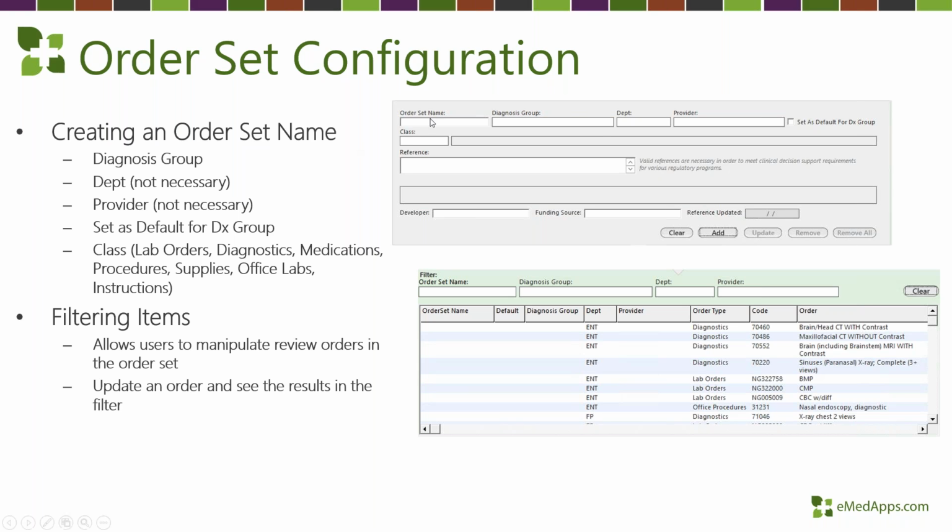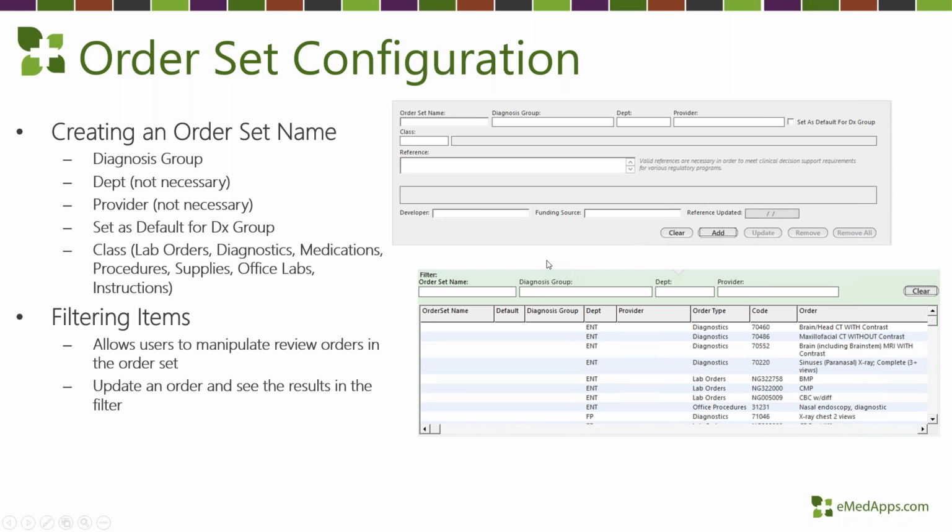Obviously, the class is the next field that is critical. The class means the type of order. You have labs, diagnostics, medications, procedures, supplies, office labs, and instructions. So when you choose that class, it's going to give you a choice in the template, and I'll show you. We're going to go in and make an order set in a few, but that will show you what that selection does, and it gives you the choices of all of these items there, the lab orders and diagnostics and so on, and then you can select what's built within your system.